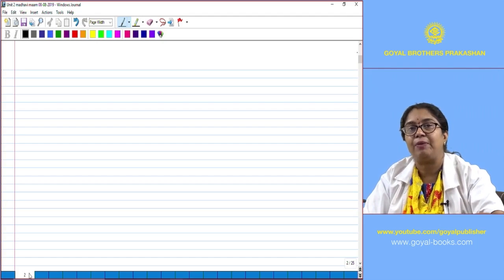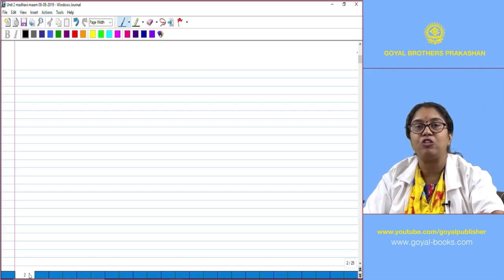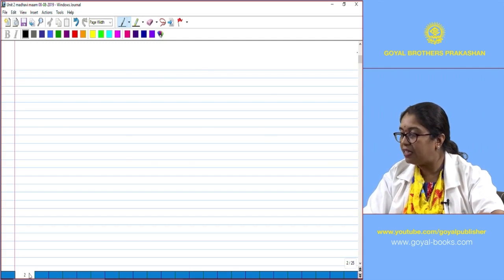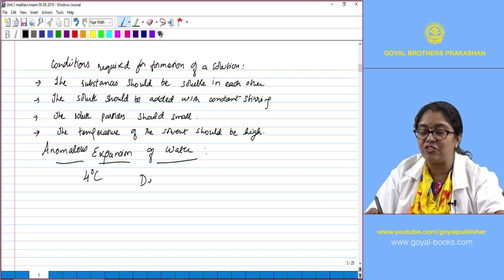Yet another application of high specific heat capacity of water is we use hot water bottles. In cold countries, hot water bottles are placed below the beds. Water has the ability to take in a large amount of heat energy, and this heat energy which is taken up by water is slowly radiated outside, thus keeping the bed warm. So these are the applications of the specific heat capacity. Is that clear, children?